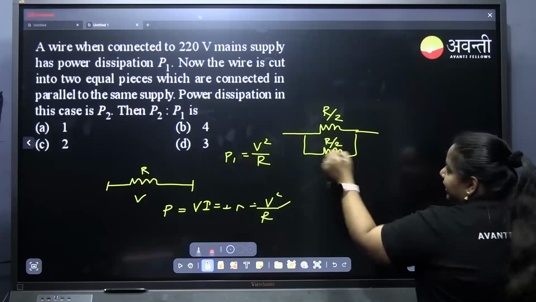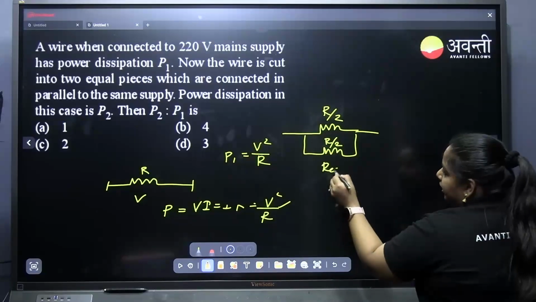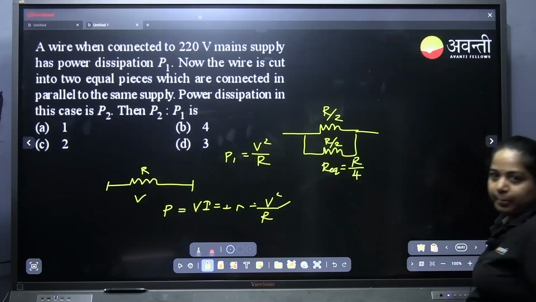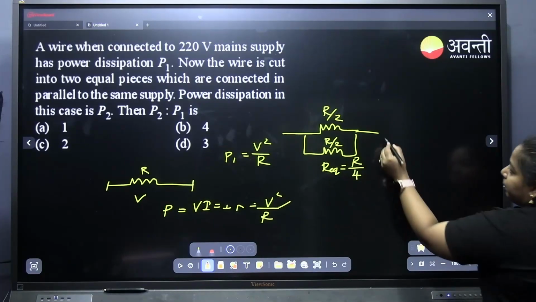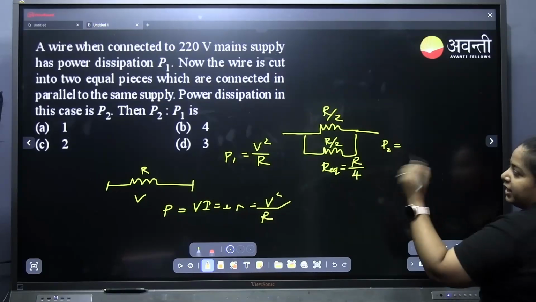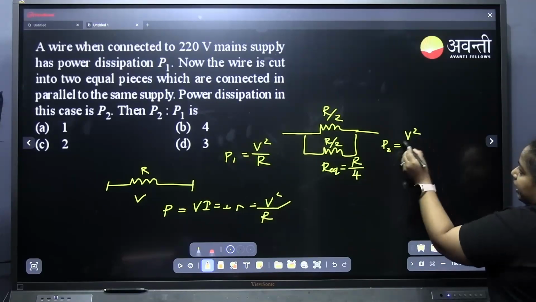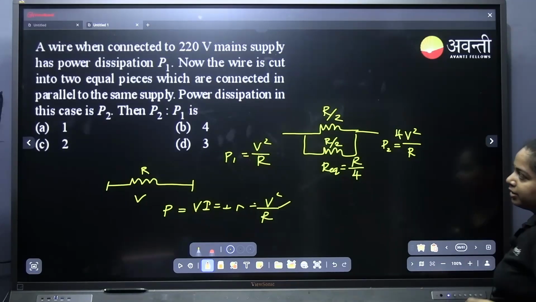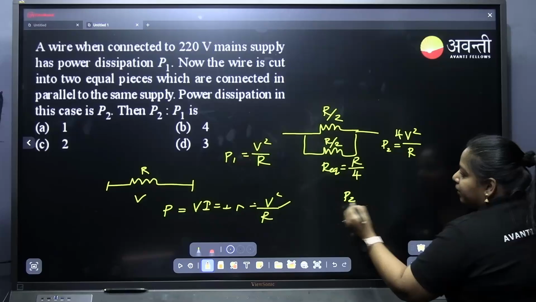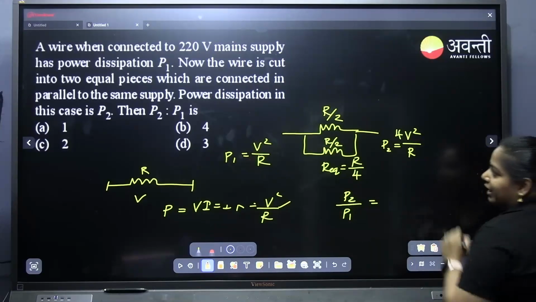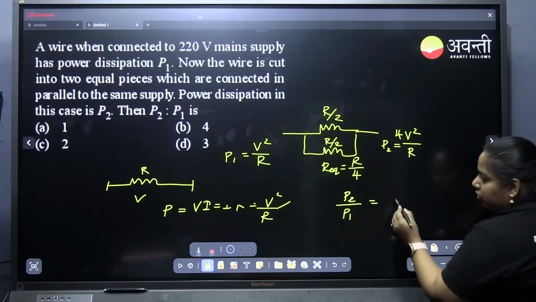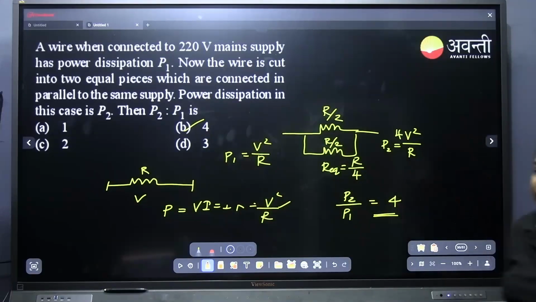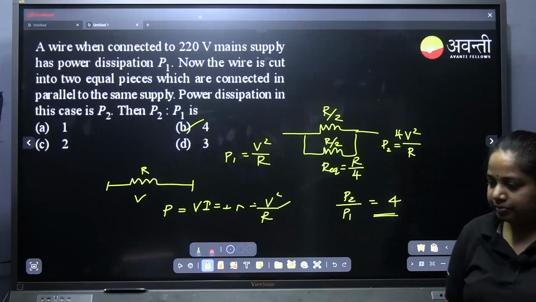So what is the equivalent resistance here? R equivalent will be equal to R by 4. Okay. Now the power dissipation in this, V did not change, right? So V square by new R equivalent, that is R by 4. Now P2 by P1, if you are finding, what you will get is equal to 4. Yes, option B is the answer. Understood how we are solving it?